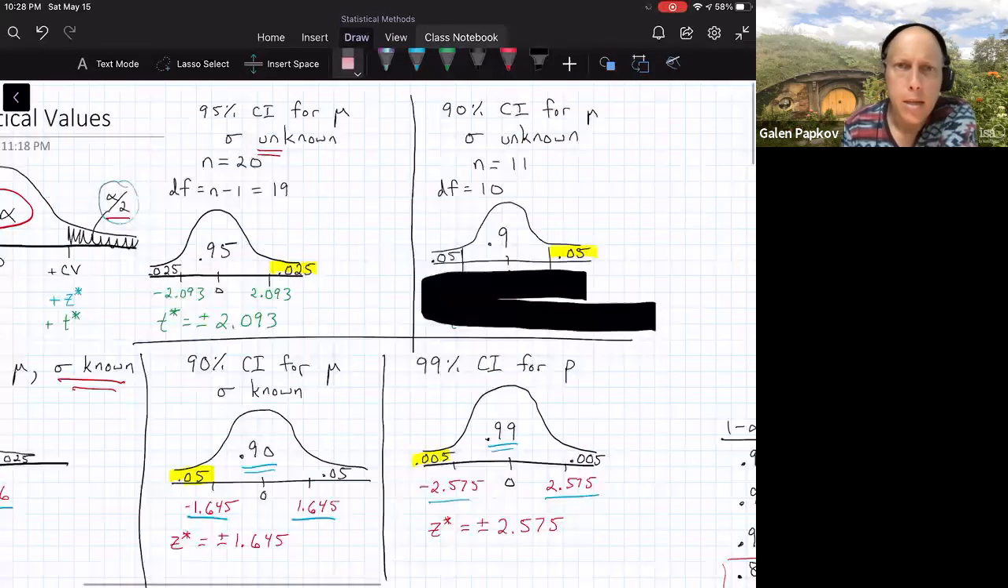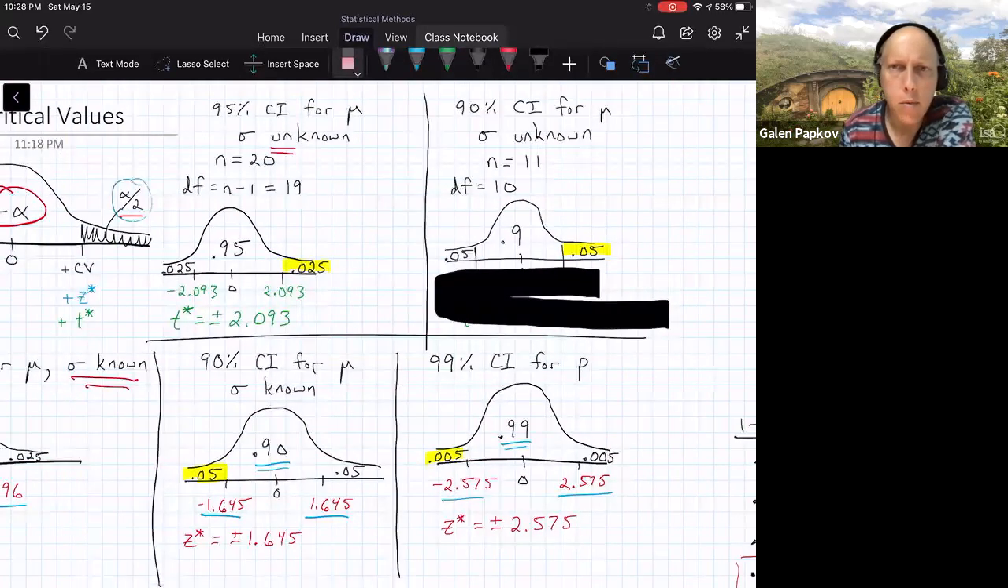So see if you could do this next one. What if you want a 90% confidence interval for mu when sigma is unknown? Again, make sure you know which table you're going to. You've got a sample size of 11, which means your degrees of freedom is 10. And then see if you could find your critical value. You can pause. I'm going to wait about 10 seconds, and then I'll unhide it.